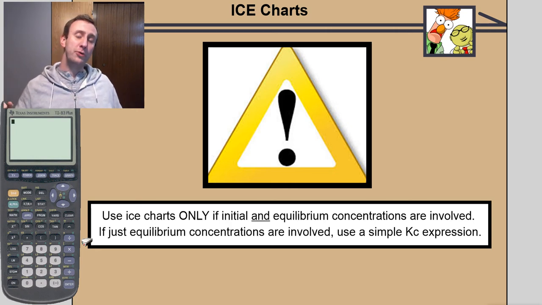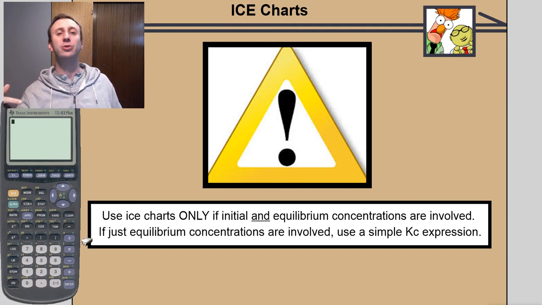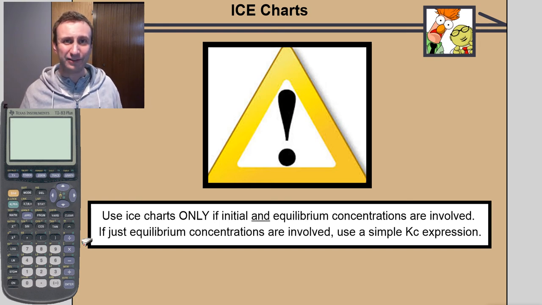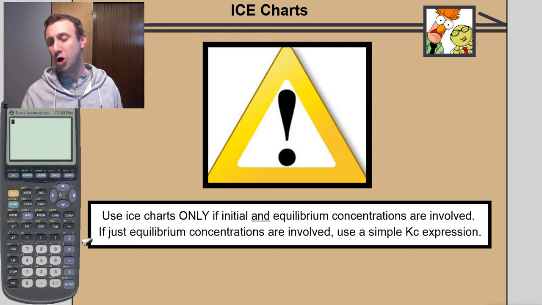Use ice charts only if the question says something about initial. So there has to be initial and equilibrium concentration information there. If it just talks about equilibrium, this is easy. This is just a Kc expression, right? You're just plugging in to find Kc, or you're using Kc to find equilibrium. So only use this if it says something about initial concentration. If there's no word of initial or starting or any information from before equilibrium was reached, you are not using ice charts. It is a simple plug stuff into the equilibrium expression, use the Kc value to find the concentration.